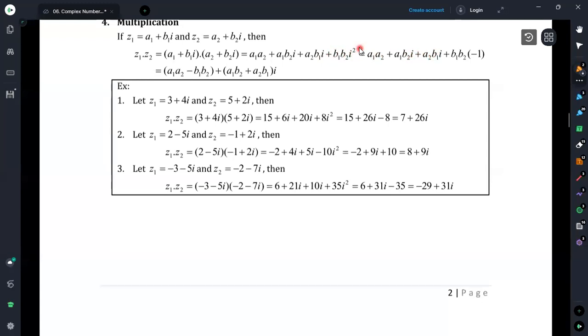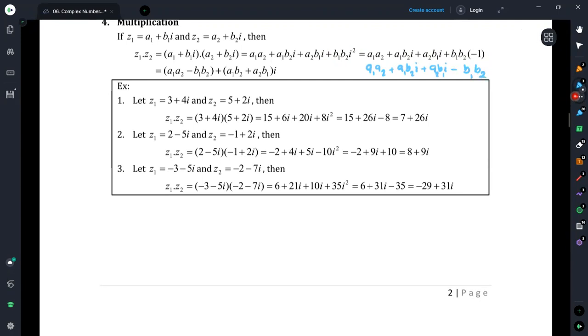But in the last term, you can see the existence of i squared. Instead of i squared, we can use minus 1. Therefore, here we will get plus b1 times b2 times minus 1. If we replace it, we get a1 a2, then a1 b2 times i, then a2 b1 times i. And the multiplication of b1 with b2 with minus 1 gives minus b1 times b2.